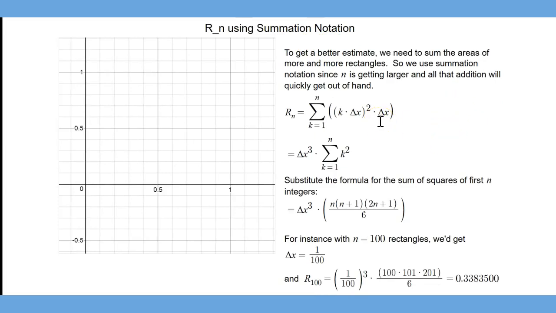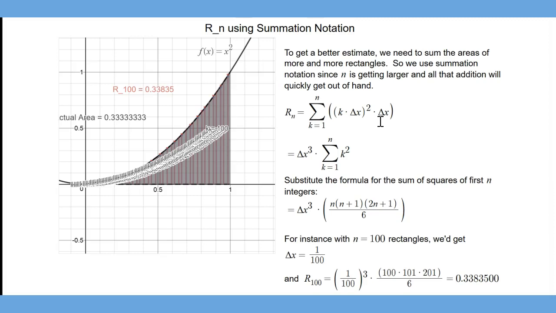So let's look at this function in particular, if it ever loads. So this is 100 rectangles, and you can see that it's kind of brought Desmos to its knees. It can't really draw those too well. This is a 100 right-hand endpoint estimate. And you can see that it's getting closer to the actual area.